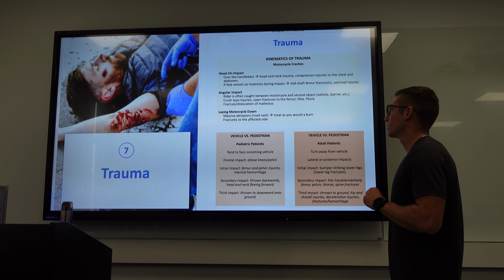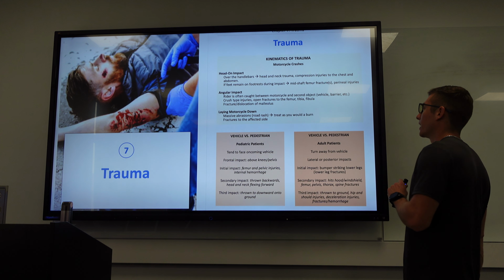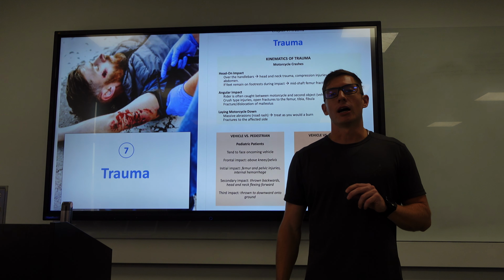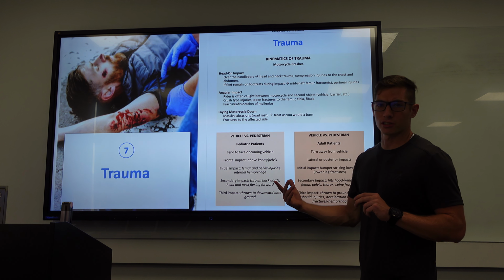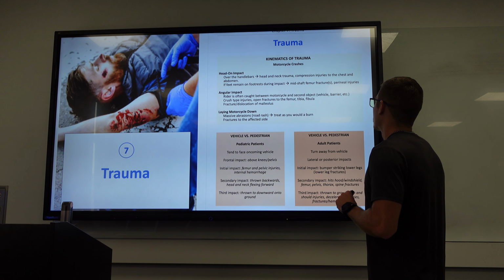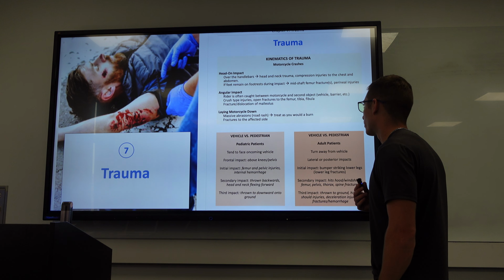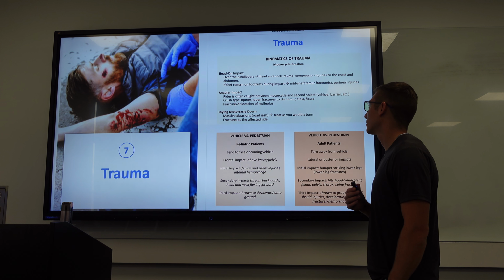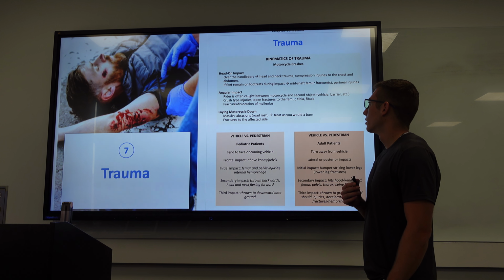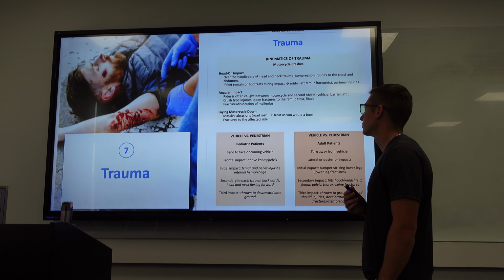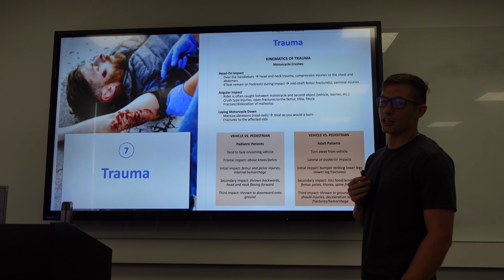Perineal injuries as well. Think of angular impact. If the rider is caught between the motorcycle and a second object, you also want to keep in mind compartment syndrome. It might say that. So a vehicle, barrier, etc. Crush type injuries, open fractures to the femur, tibia, and fibula. Fracture dislocation of the malleolus. Laying the motorcycle down, and massive abrasions, road rash.